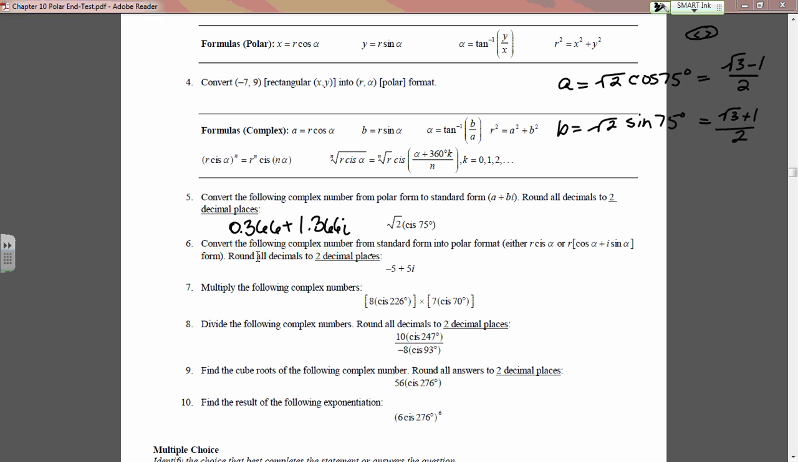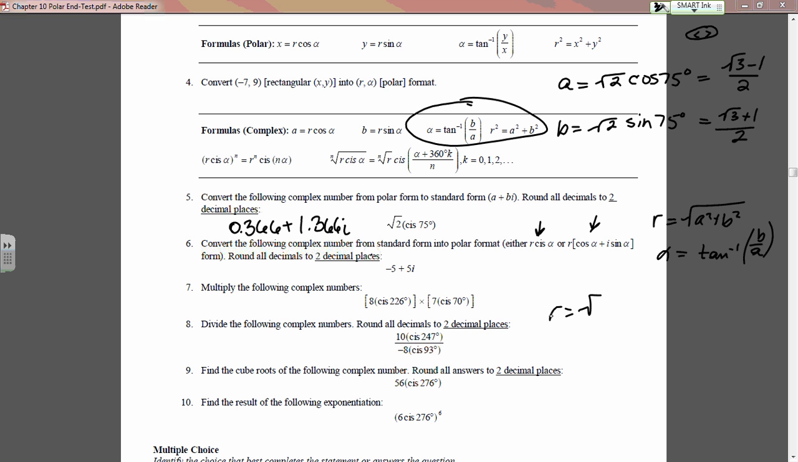Number 5, convert the following complex number into standard polar form. You can either use the shorthand, r cis alpha, or you can use the longhand. I'm going to use the shorthand because they're the same thing, just one's a lot shorter to write. So again, r is going to equal the square root of a squared plus b squared. And of course, alpha is going to equal the inverse tangent of b over a. Okay, those formulas are right there.